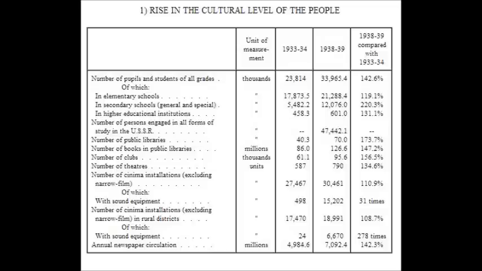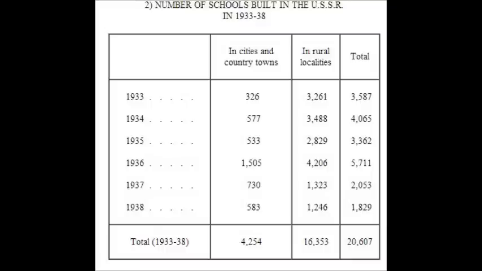Before the industrialization and electrification campaign, most people in the country had never seen movies and had never had access to a library. But then again, what would they have needed libraries for in the Russian Empire, because most people couldn't even read? This chart shows the number of schools built in the USSR between 1933 and 38, so in the second five-year plan. And you can see that they built a whopping 20,000 schools in 5 years.